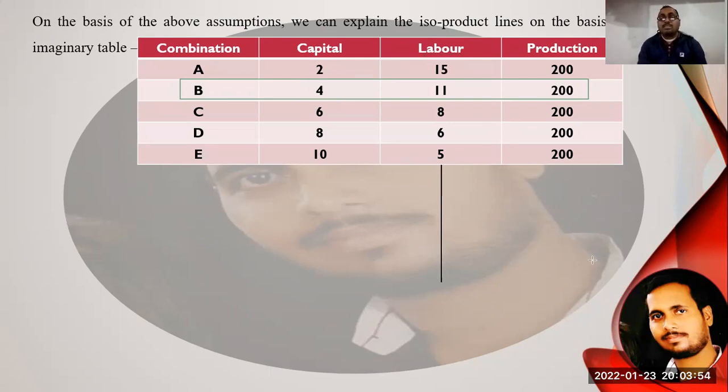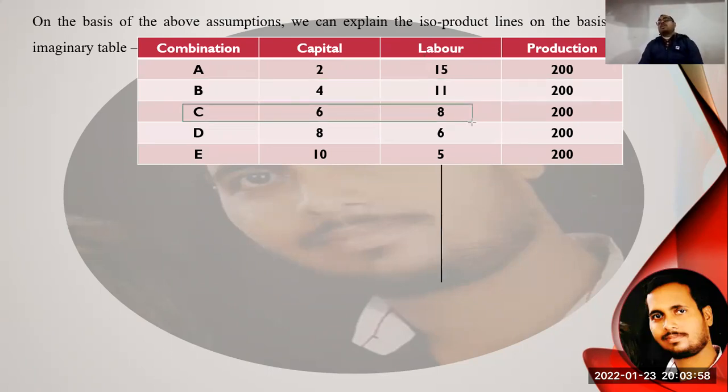Now the third is combination C. Here, students, the entrepreneur further increases the amount of capital, substituting capital for labor, and the amount of labor falls to 8 from 11, while capital is 6 in place of 4. While using this combination, the entrepreneur gets the same production, 200. That is what is called the iso product curve.